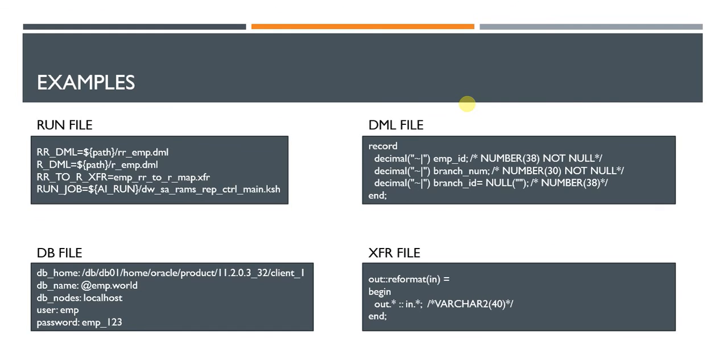So as I said, the XFR file consists of the actual business logic. So it is declared in this way. Out :: reformat(in) means it's a direct map, like all the columns that we're getting from source, we are mapping to the target as is.